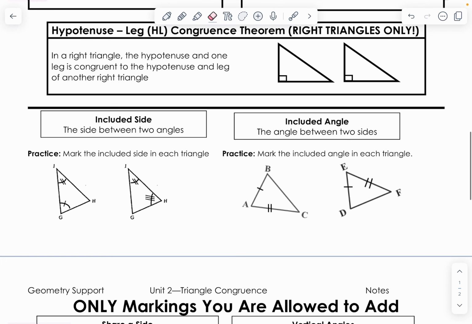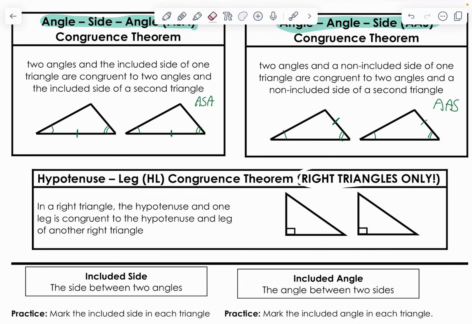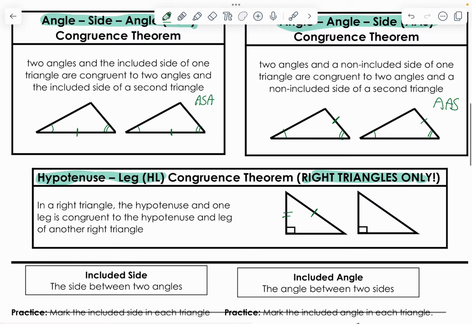There's one more that we're going to talk about, and that's hypotenuse leg, which only applies to right triangles. Hypotenuse leg, HL. Remember, the hypotenuse is always the longest side, and we need it and one of the legs. For a right triangle, all you need is the hypotenuse and one of the legs to be congruent on both triangles, and the two triangles would be congruent.